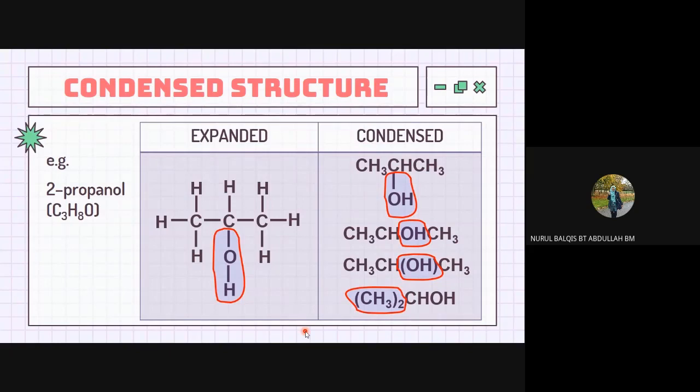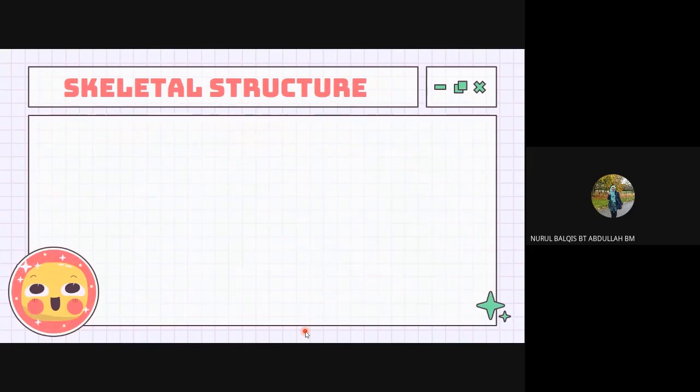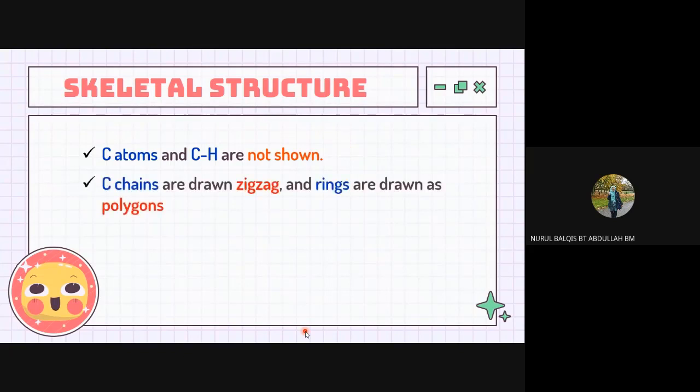Okay. Right? Okay. Then last one is skeletal structure. Skeletal structure, C atoms, mana ada carbon kita tak tunjuk. Walaupun dia tak buat bond. Ada je carbon kita tak tunjuk. And then carbon between, bond between carbon and hydrogen pun kita tak tunjuk. So, how are we going to draw this? Kalau kita tak tunjuk, kalau dia open chain, kita akan tarik straight je kan? How do you know how many carbons do we have?